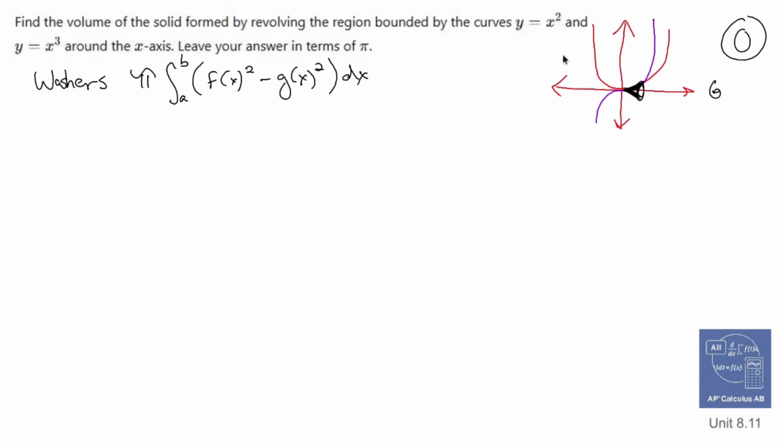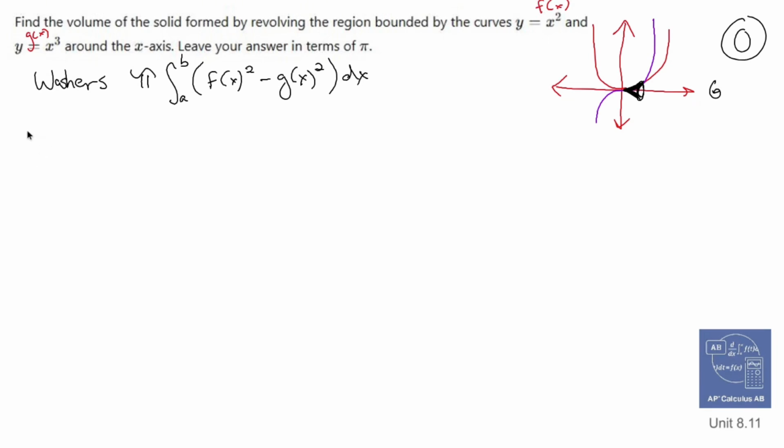Now, according to the picture that I drew out, my top equation appears to be x to the third, and my bottom equation appears to be, or do I have it backwards? No, my top equation is actually x squared. So that's going to be f of x, and x cubed is going to be g of x. Does it matter? No, because I get the same exact answer, but negative, and I'll just make sure it's positive.